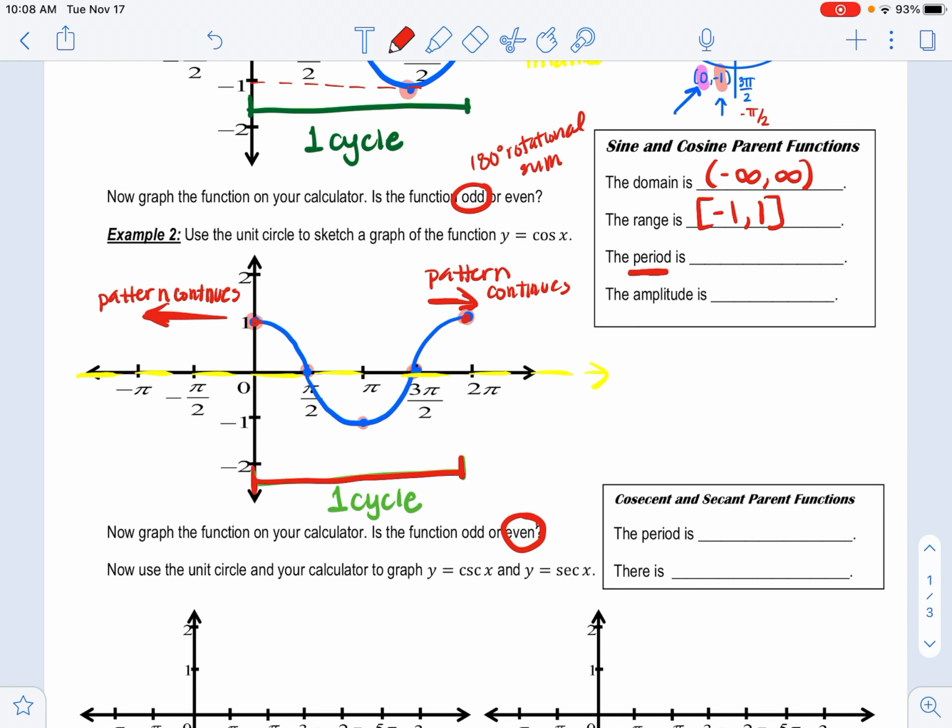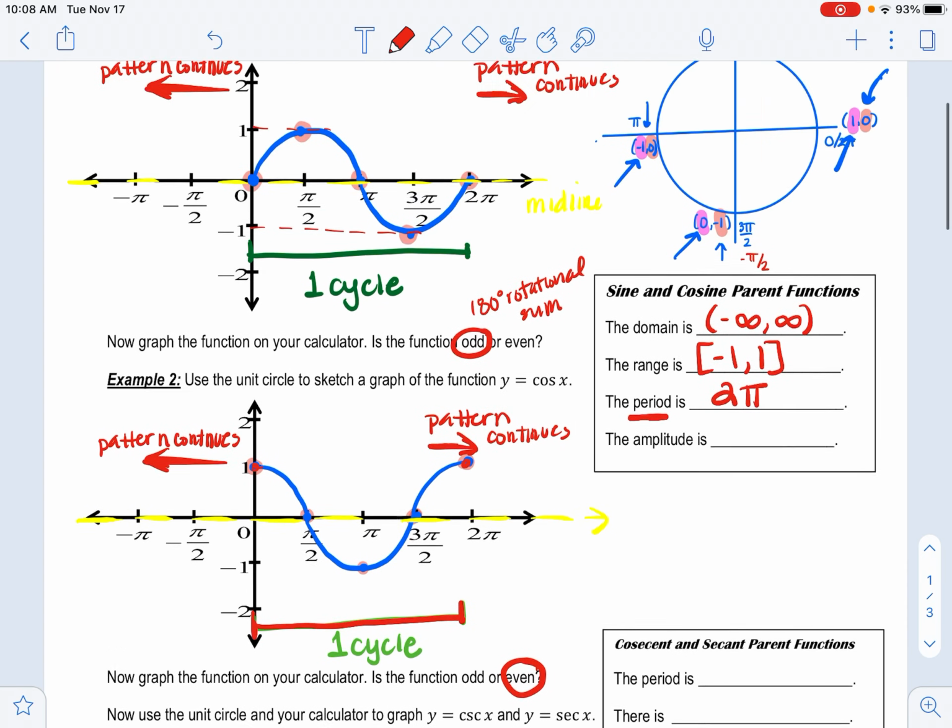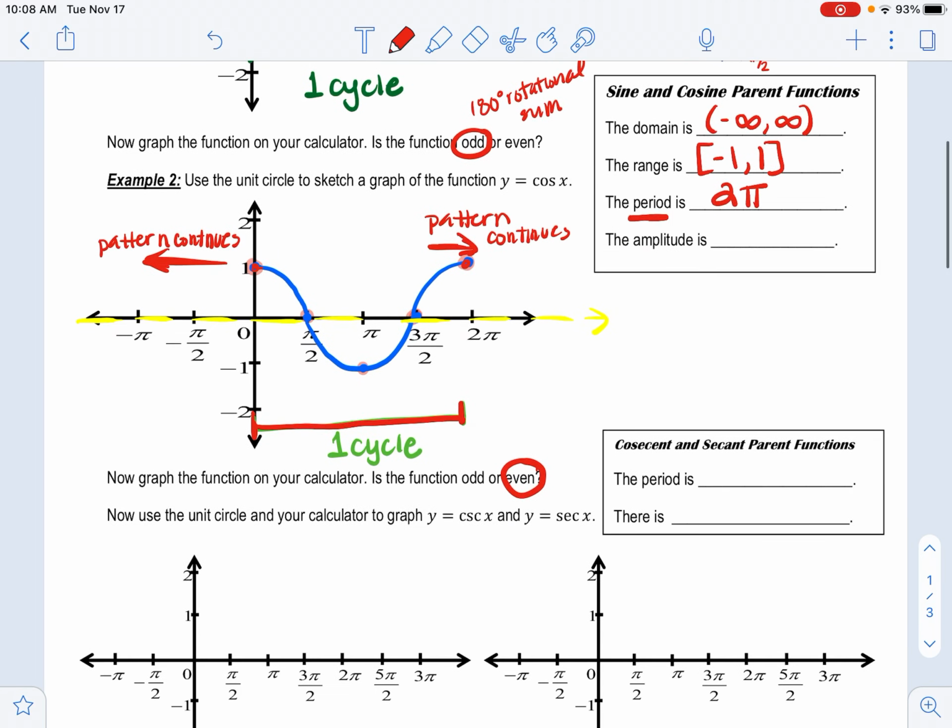The period is the length of one cycle. So if you look at how long this cycle is right here, it goes from 0 to 2 pi. So the length is 2 pi. If you look at sine, it goes from 0 to 2 pi. So the length is 2 pi. The amplitude is the distance from the midline to the highest point or the midline to the lowest point. So if you look right here, I want to know what distance from here to here is. The distance from there to there is 1. And if you look from here to here, it's also 1. So the amplitude of the parent function is 1.